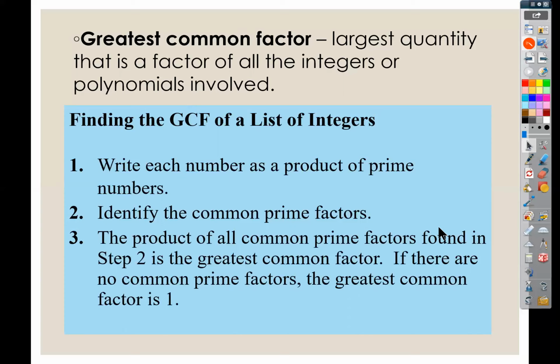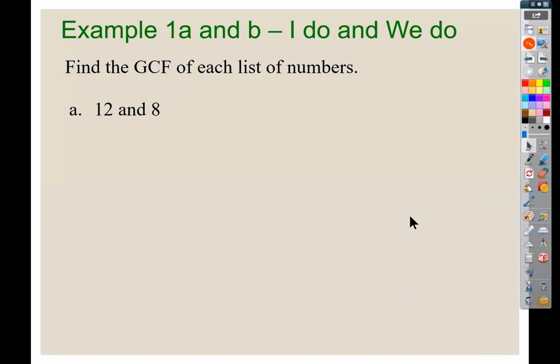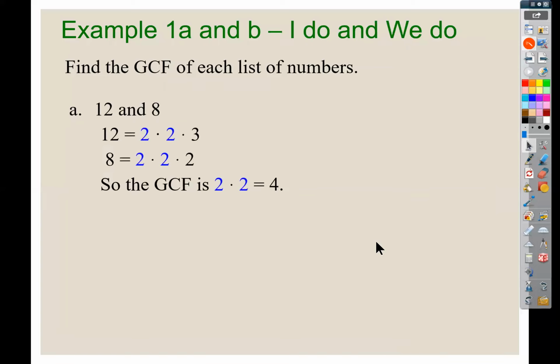So to find the greatest common factor of a list of integers, write each number as a product of prime numbers, so the prime factorization. Identify the common prime factors, and the product of all common prime factors found in step 2 is the greatest common factor. If there are no common prime factors, the greatest common factor is 1. So out of 12 and 8, this is what they want you to do. They want you to list it like this, and so you see the greatest common factor is 4.